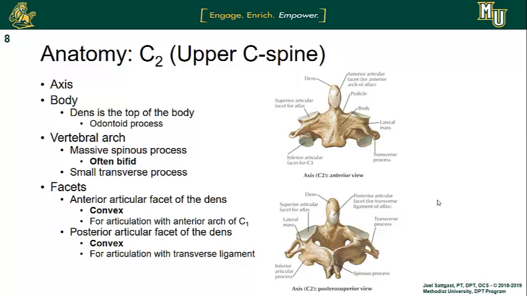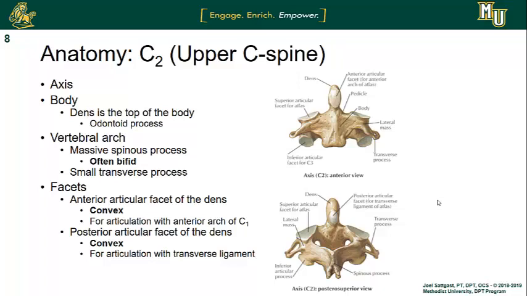With this, our vertebral arch is going to have a significant spinous process, and often is bifid. And then we have very small transverse processes. The facets, here we have several. Okay, we have a superior articular facet and an inferior articular facet, which is where C2 and C3 articulate.